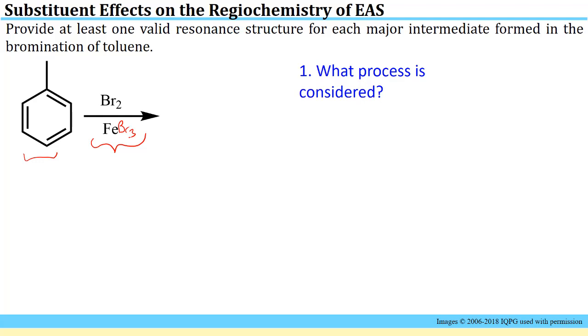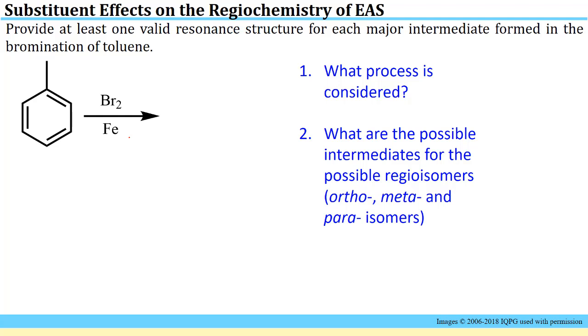Now, more importantly, we're being asked to consider the major intermediates formed in the bromination of toluene. So we have to ask ourselves, well, what are the possible intermediates for all of the regioisomers you could form in an electrophilic aromatic substitution, in this case bromination? And we could get the ortho, meta, or para isomers. We should consider all the intermediates involved in potentially accessing those products.